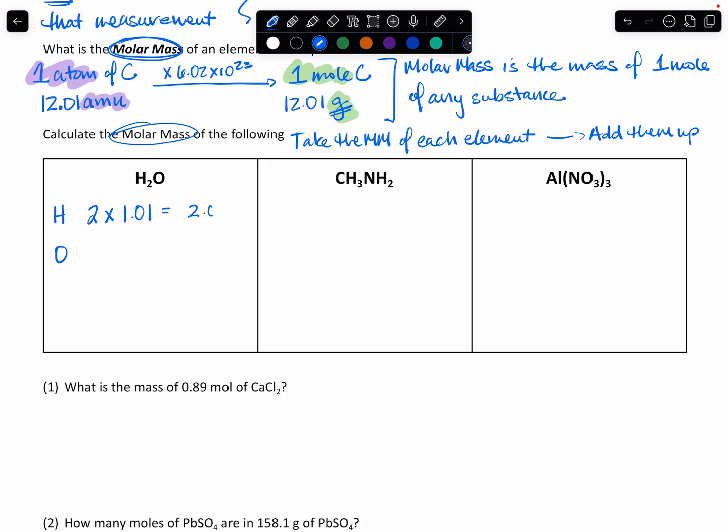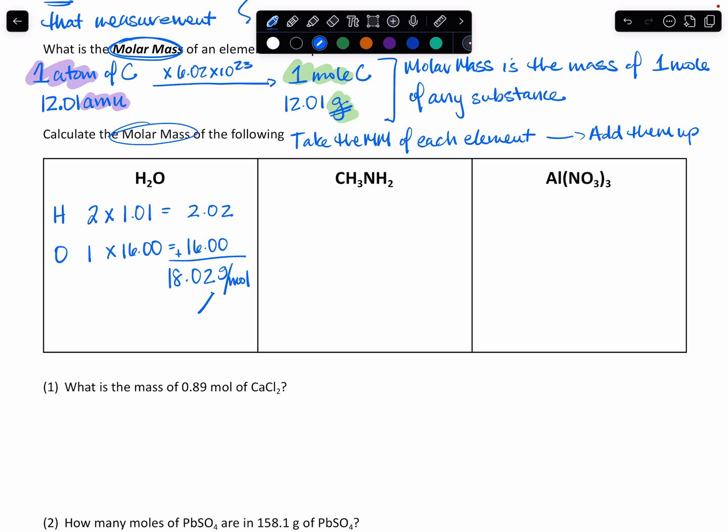So if I multiply those two together, I get 2.02 grams per mole for the hydrogen atoms in that molecule. For oxygen, I have one, and each one of those has a mass of 16 grams per mole. So if I multiply that out, I get 16.00. Then I'm going to add those two things together, and I find 1 mole of water has a mass of 18.02 grams per mole.